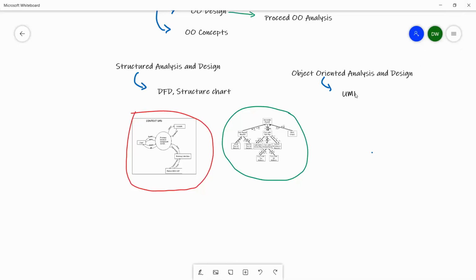So there are a number of diagrams which we can use right here. Use case, class diagrams, activity diagrams, sequence diagrams. There are a number of diagrams you will learn.